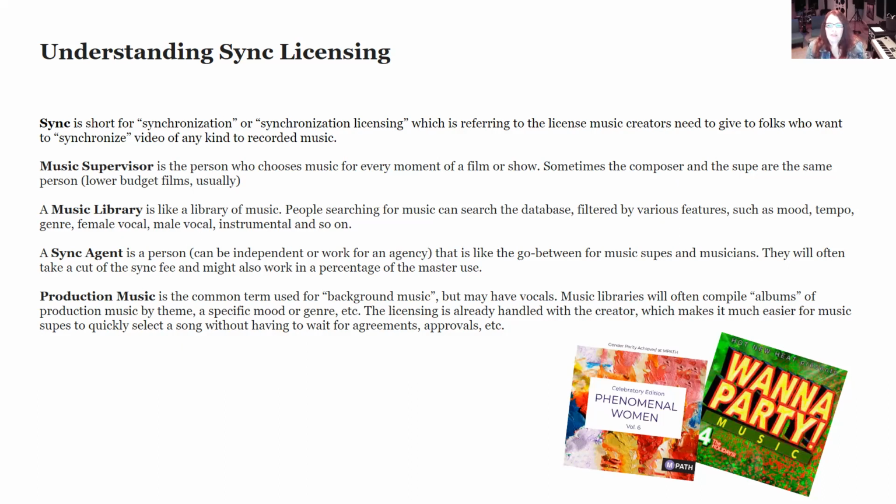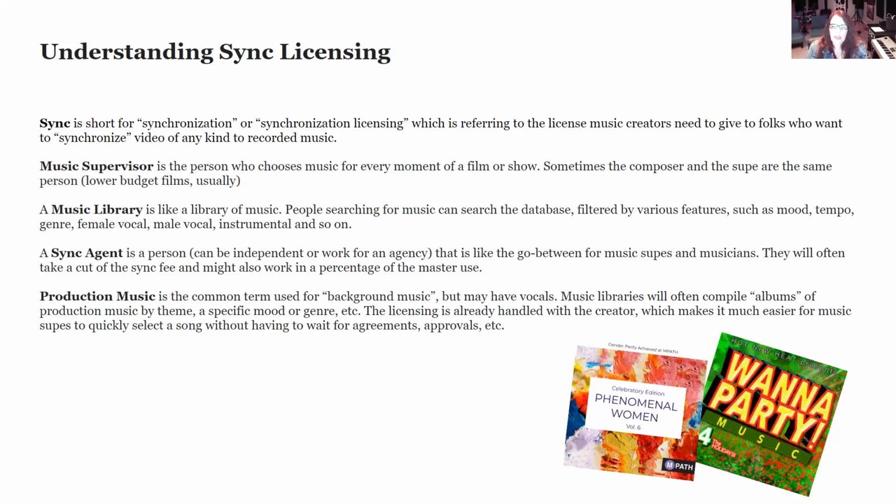They don't want to have to mess with waiting for, oh, we need this songwriter's signature on this agreement. Imagine maybe they have like 20 different songs they need licenses for. What a nightmare trying to get all of that worked out.